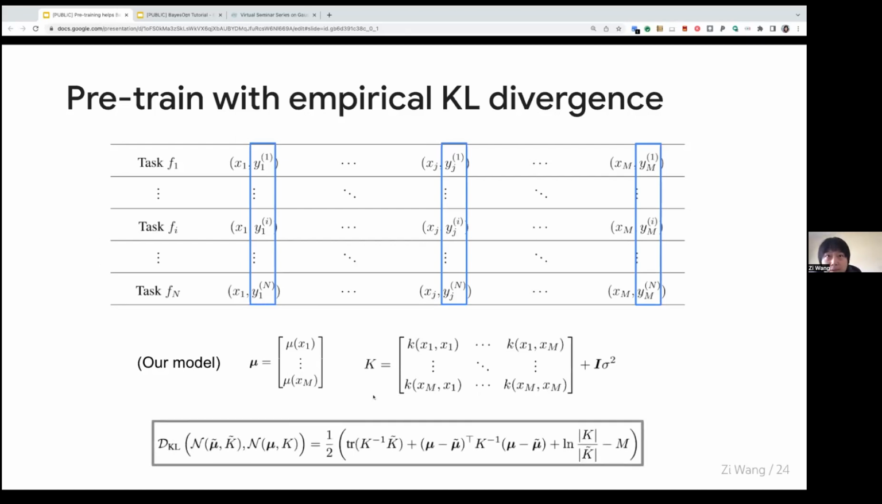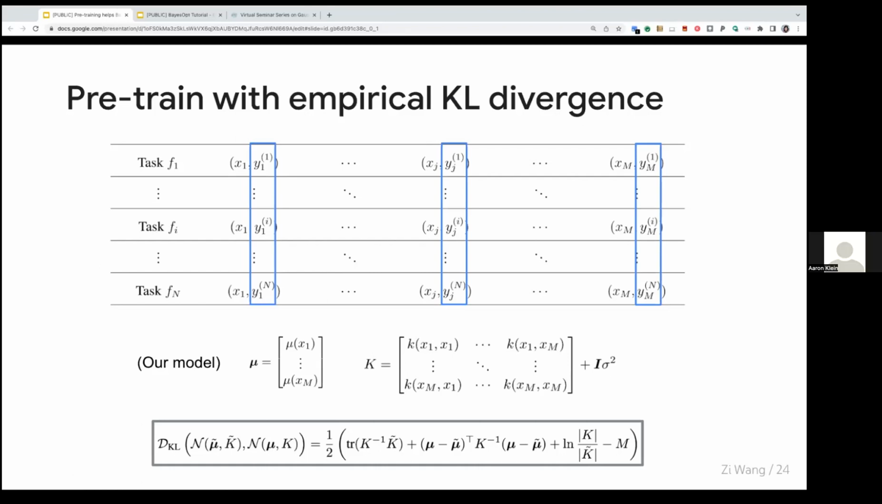So the thing we can do here is to define the KL divergence between the multivariate Gaussian that we just estimated and the multivariate Gaussian defined by our model. Both are multivariate Gaussian distributions, and the KL divergence is easy to obtain. Our goal here is to optimize the function mu, the function k, and the noise variance sigma from this particular KL divergence.